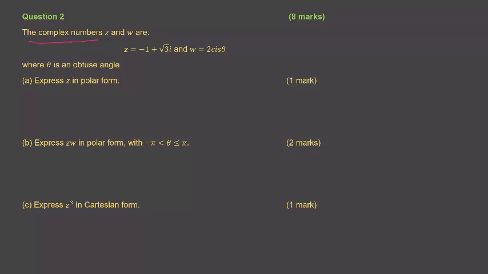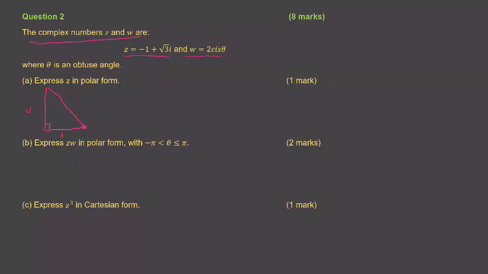The complex numbers z and w are: z is -1 plus root 3i, and w is 2 cis theta. Express z in polar form. So that's going to be -1 plus root 3i.